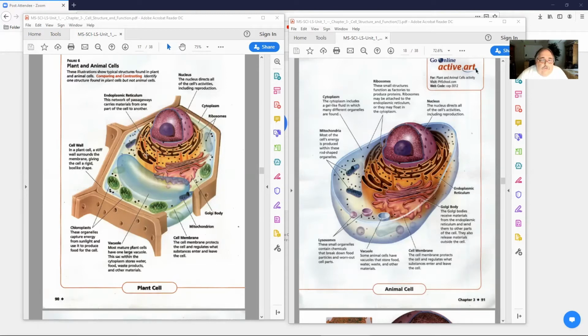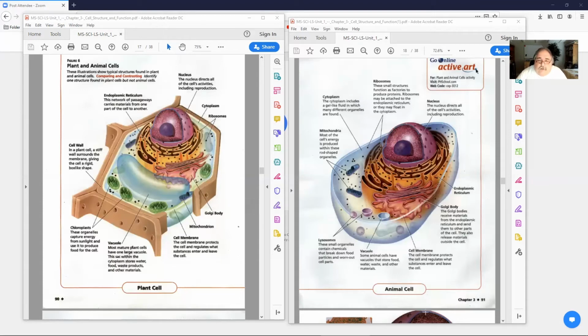And attached to the endoplasmic reticulum and floating throughout are ribosomes, little dots, and the Golgi body, which was mentioned in the text, and mitochondria, which are the powerhouses of the cell, and vacuole. Most mature plant cells have one large vacuole. This sac within the cytoplasm stores water, food, waste products, and other materials.